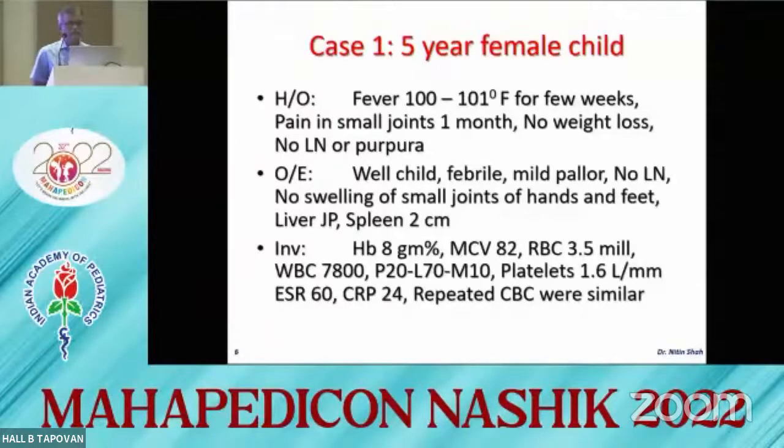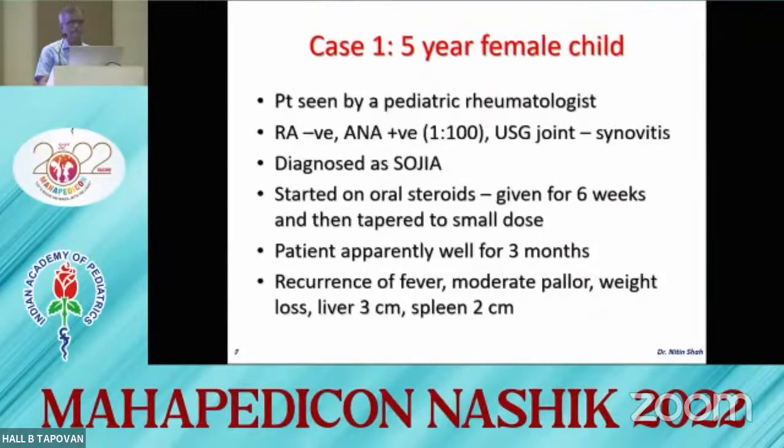The WBC count shows that the WBC is 7,800. The neutrophils are 20, lymphocytes are 70, monocytes are 10. Many of the viral infections will come like this. The platelet count is 1.6 lakh, which is more than 1.5 lakh, so is normal. The ESR is 60, the CRP is 24, and repeated CBCs have been done in past. They have shown a very similar picture. So the patient has neither dropped too much nor improved too much over the time.